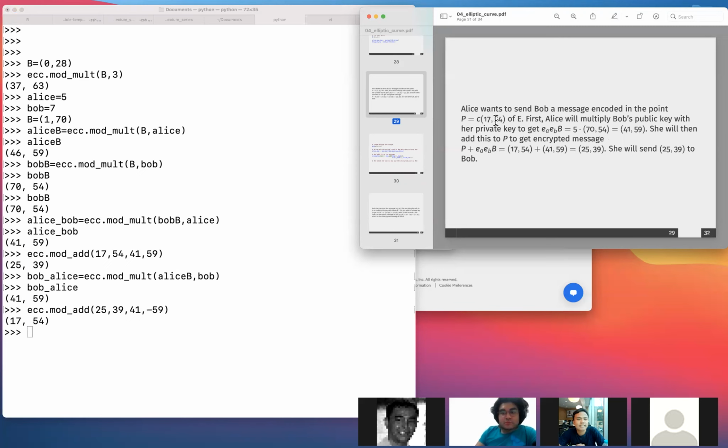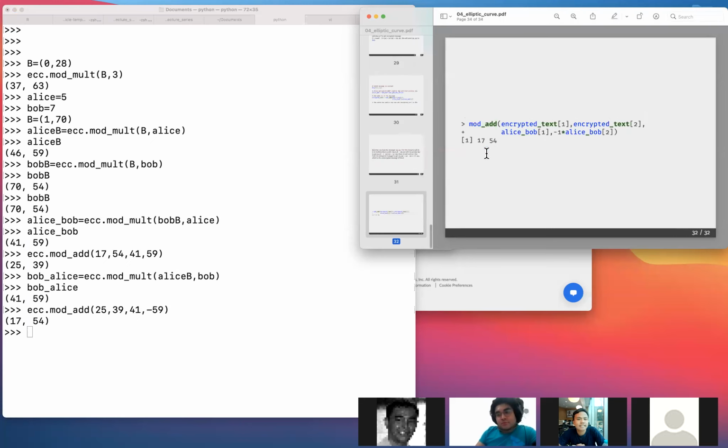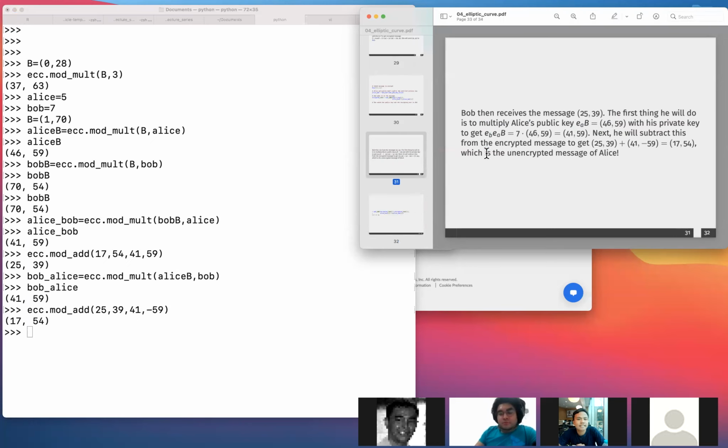So that's the elliptic curve cryptography. I think that's the end, guys. Thanks for attending. I am going to give you an assignment later.